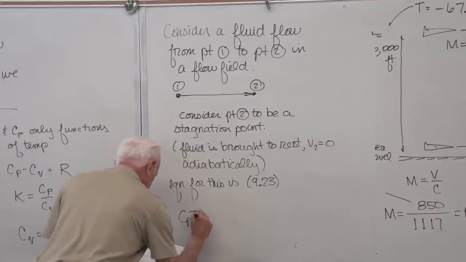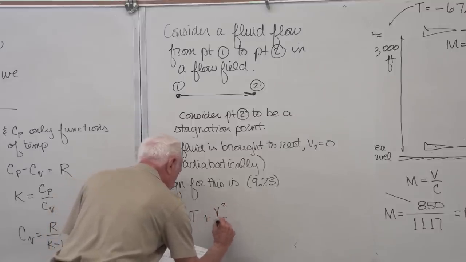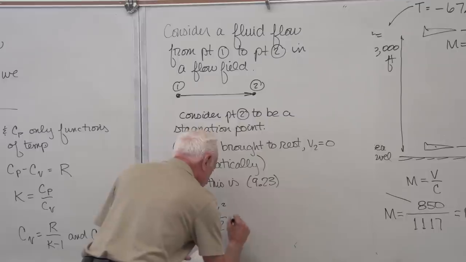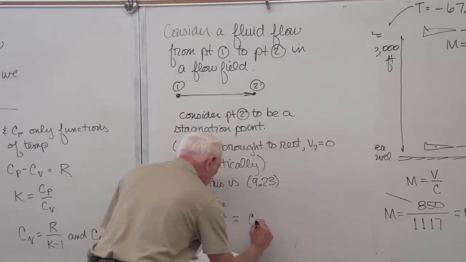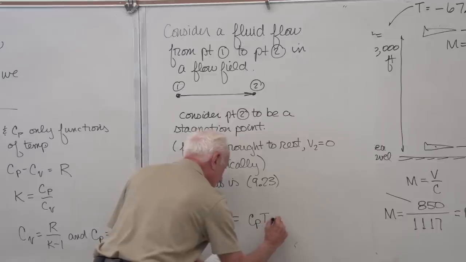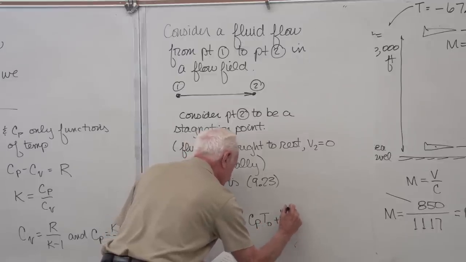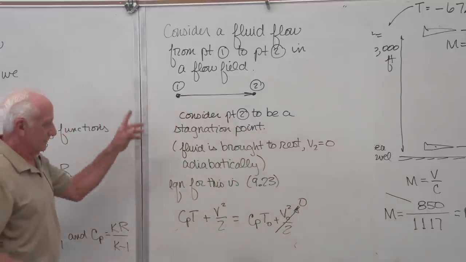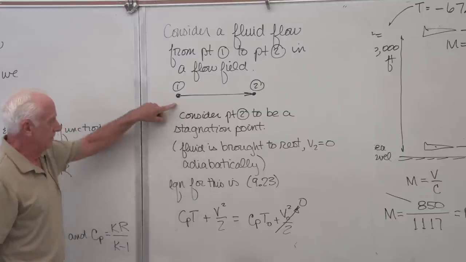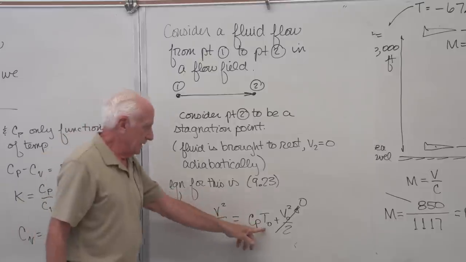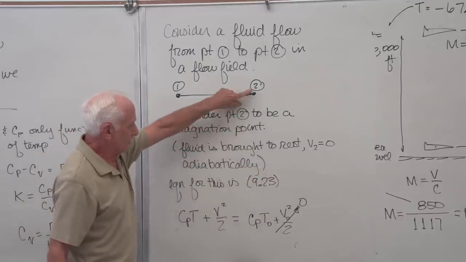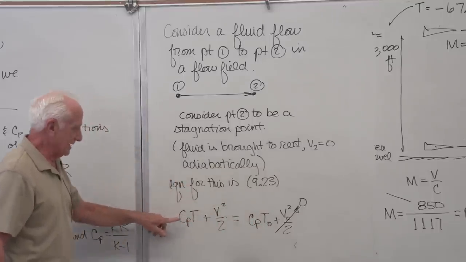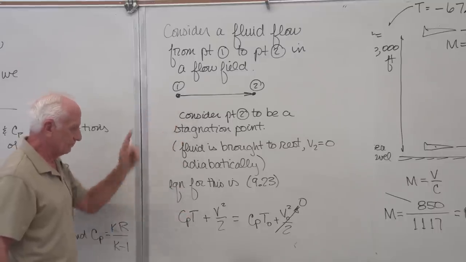C sub P T plus V squared over 2, and that's the temperature at 1, but just call it general, is equal to C sub P times T naught plus, I guess, the stagnation point velocity. In my picture here, T and V are at any point in the flow field. T naught and V naught are at the stagnation point at point 2, so point 2 corresponds to the subscript 0, stagnation point. This general one corresponds to point 1.